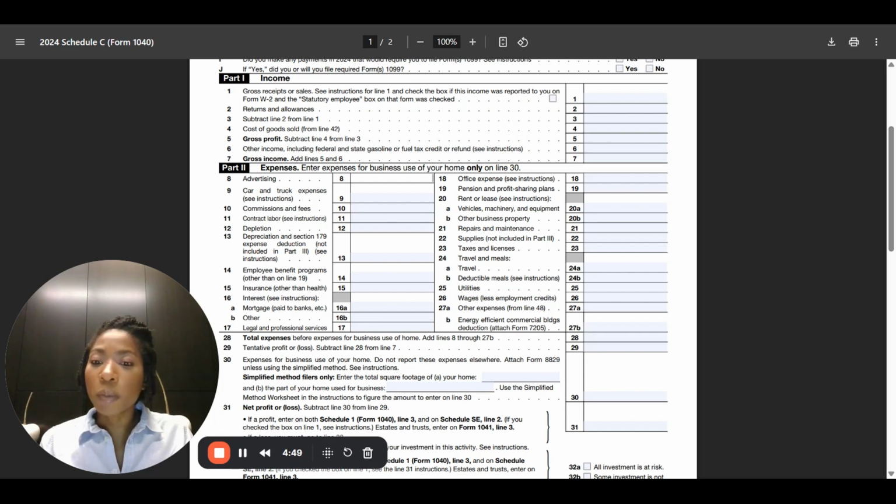But on line 15, you can put insurance related to operating your daycare. So liability insurance for your daycare would go here on line 15.